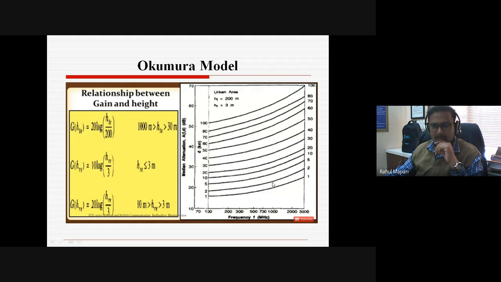You can draw a straight line for this 70 kilometer, and from that you draw a horizontal line. It intersects in between 50 and 60. You can consider it as 55 dB. In this way you have to calculate the attenuation. Okay, clear? Yes or no?